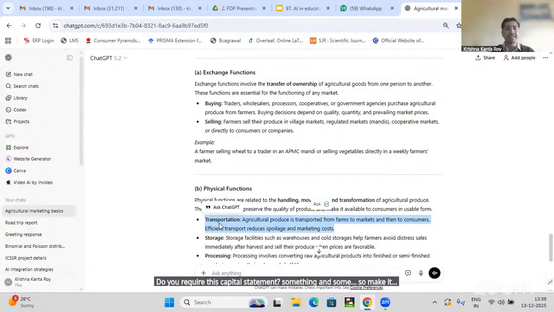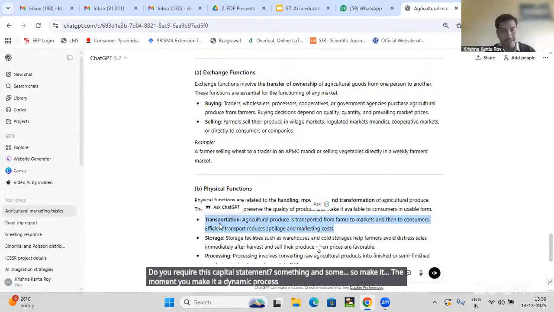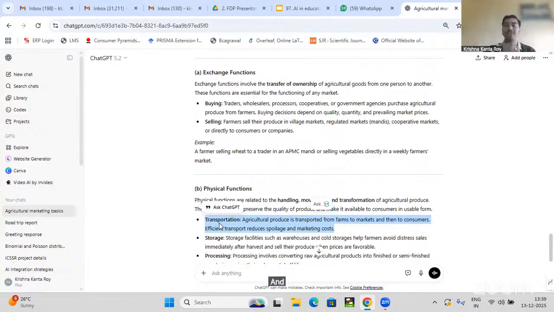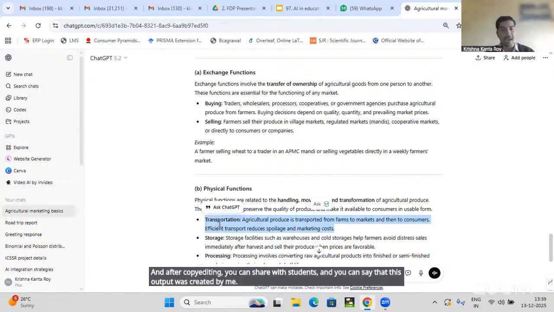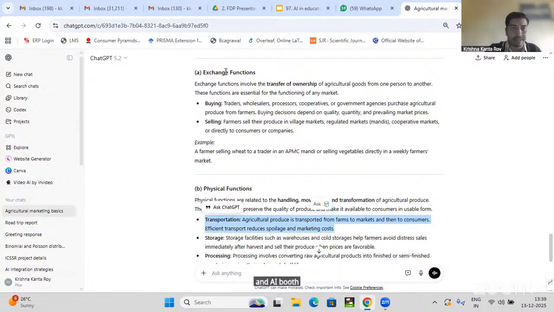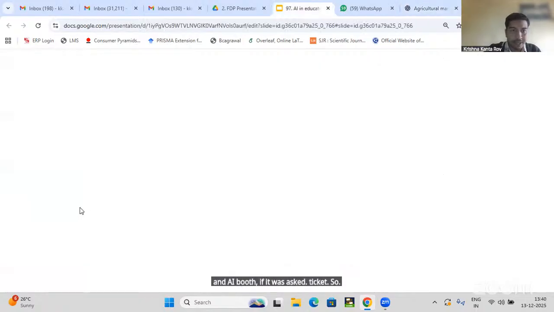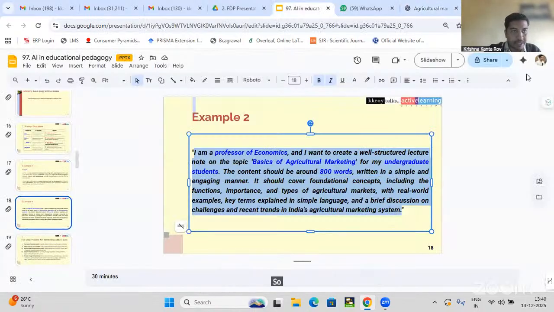The moment you make it a dynamic process and do copy editing, and after copy editing, you can share with students and you can say that this output was created by me and AI both, if it was asked. Okay? So, what are the things that we can remember? So, I'll just share my full screen.